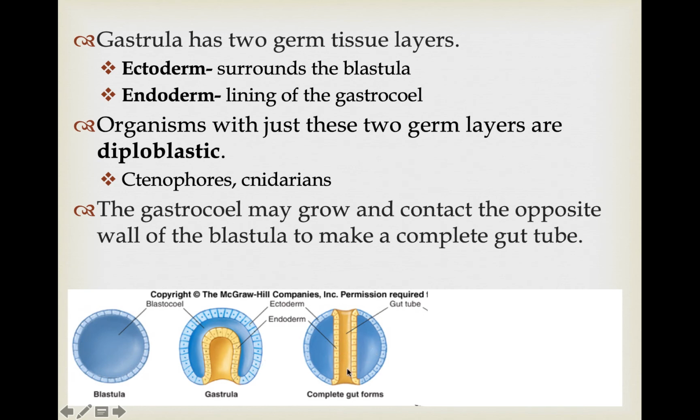In other organisms, there's continued movement of these cells so that this leading edge contacts the other pole of the developing embryo to make this continuous gut tube. That we call a complete digestive tract. And again, which of these becomes the anus and which of these becomes the mouth is going to vary in different lineages of animals.